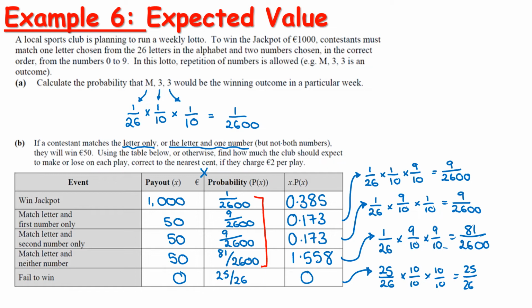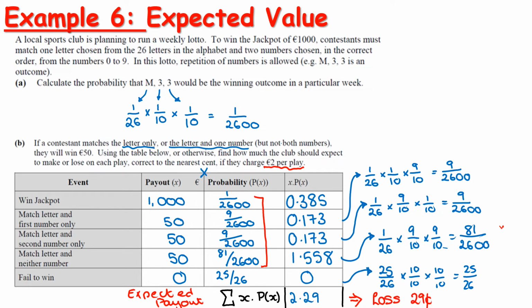So what I want to work out is the expected value, the sum of x times the probability of x. So that is when you add all these numbers together. When we do that, we get 2.29, and this gives us the expected payout, so how much they will expect to pay out. Now, they only charge €2 per play, but they're basically paying out €2.29 each time somebody plays. So that means that there will be a loss of 29¢ per play.